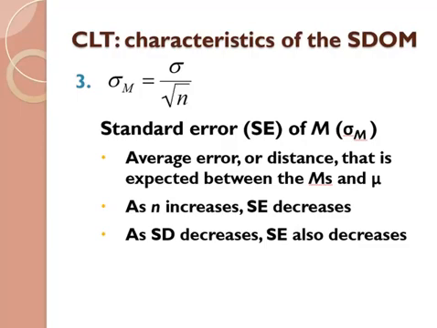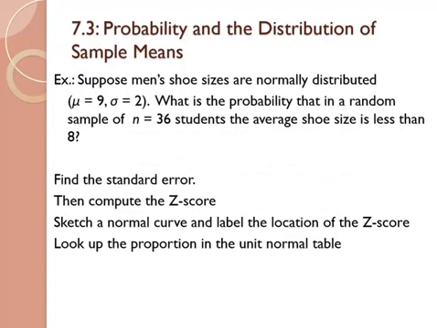All right, let's do an example. Suppose men's shoe sizes are normally distributed with a mean of 9 and a standard deviation of 2. What is the probability that in a random sample of 36 males, the average shoe size is less than 8? I want you to give this a try. Pause the video and try to figure this out on your own.